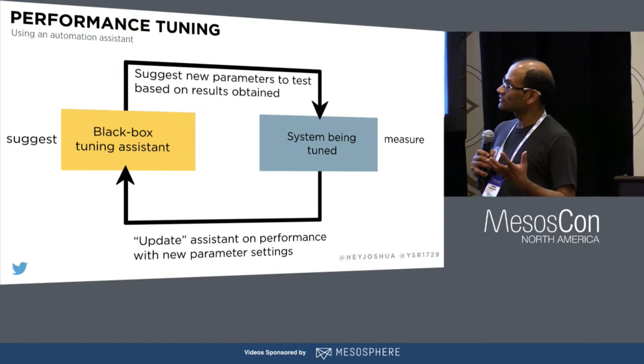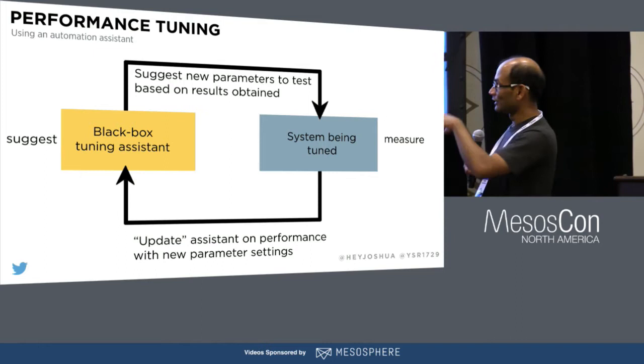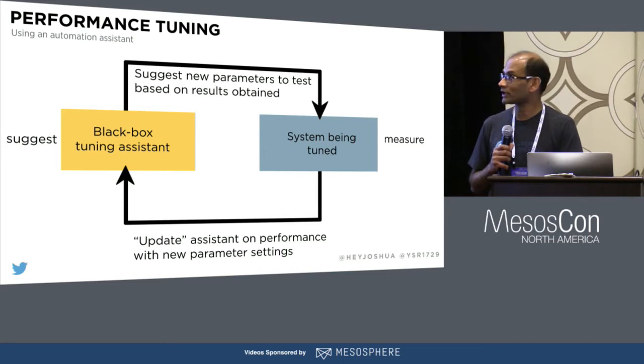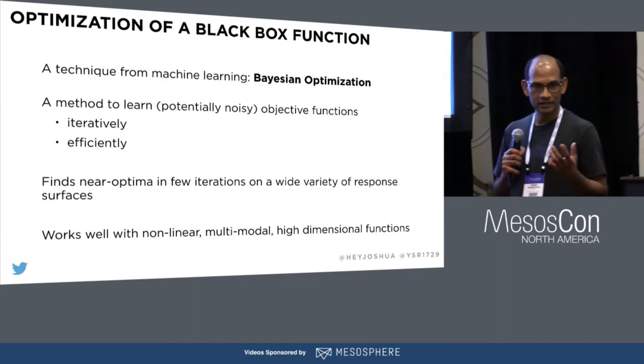The question is, can we automate this by having a black box tuning assistant, something that'll try different parameters, look at the shape of the function, and maybe learn what the function shape might be like. And for complex systems, the shape might be extremely complex. It might be a highly multimodal, nonlinear system, as we know most of our systems are.